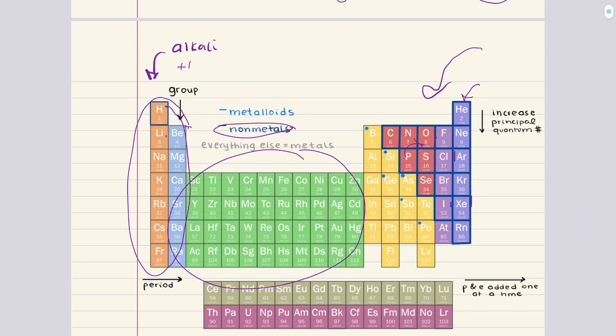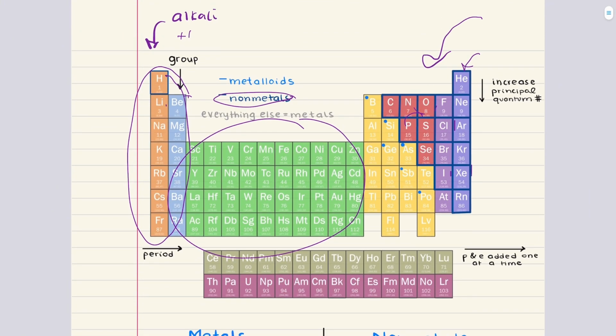Then between metals and nonmetals, there's a small category of elements called metalloids. All of the metalloids that you see on the periodic table have a blue dot associated with them. So these are the metalloids. These elements are going to share characteristics of both metals and nonmetals.